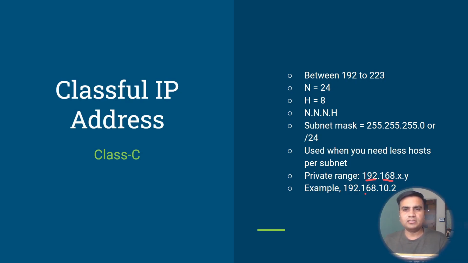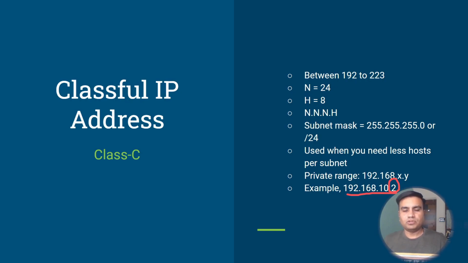192.168.x.y. x.y can be anything. In this example it is 10.2. In this network and host representation, if you want to write it, it will be 3 octets for network and 1 for host. Okay, which means this is very interesting. As soon as you see this IP address, you should be able to tell what this computer is. This computer is .2.